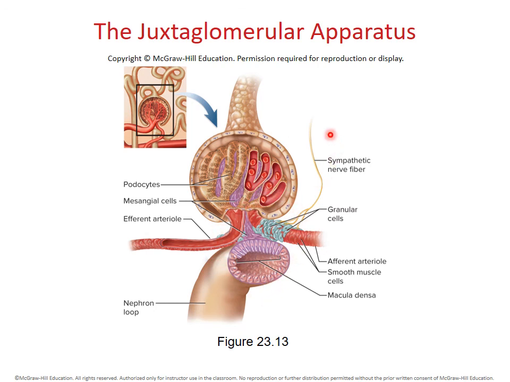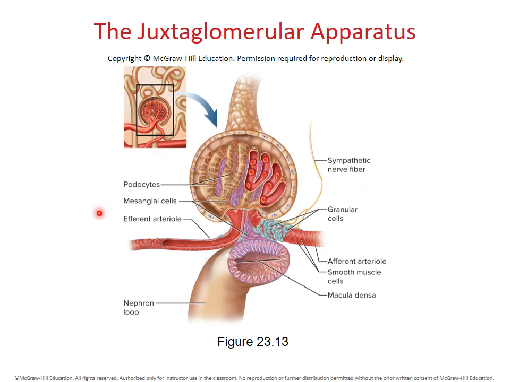Now, as I said, this apparatus, parts of it anyway, will also be involved in some neural control of glomerular filtration. Notice you see a sympathetic nerve fiber coming in here, but we're going to talk about that aspect of it later. And we also mentioned that these granular cells are the cells that produce renin when blood pressure is too high. So these granular cells respond to stretch, which is associated with increased blood pressure, by secreting renin, and that's going to be a part of the hormonal regulation of glomerular filtration rate. And again, we're going to talk about that later.